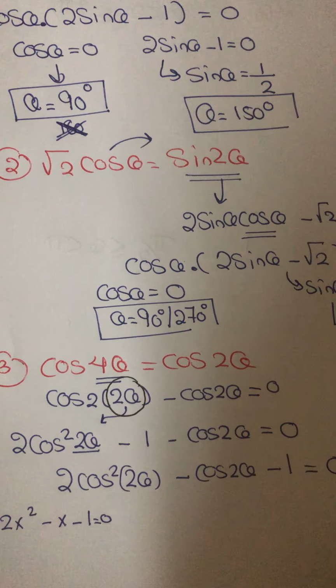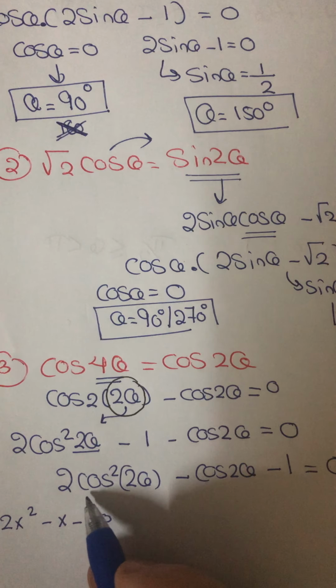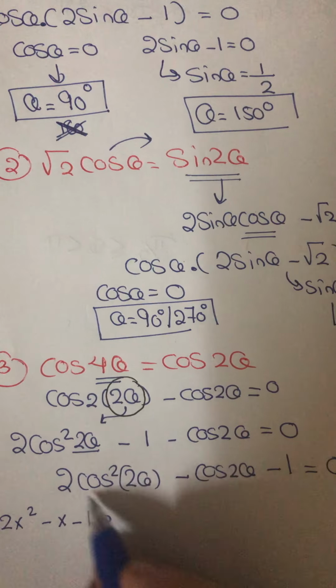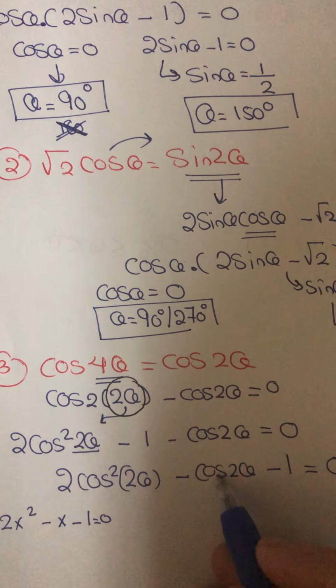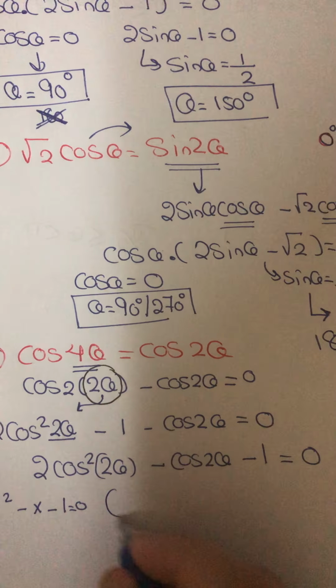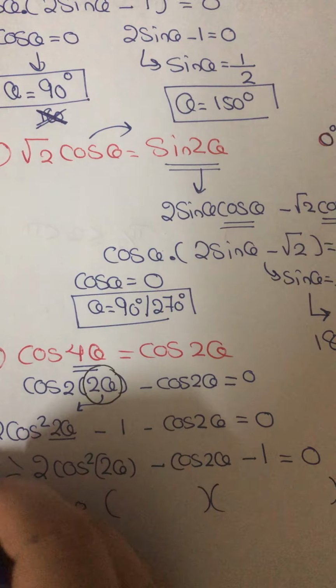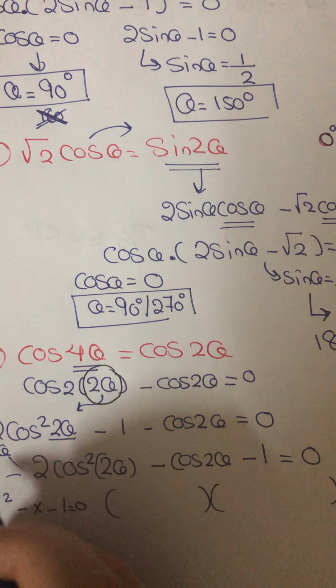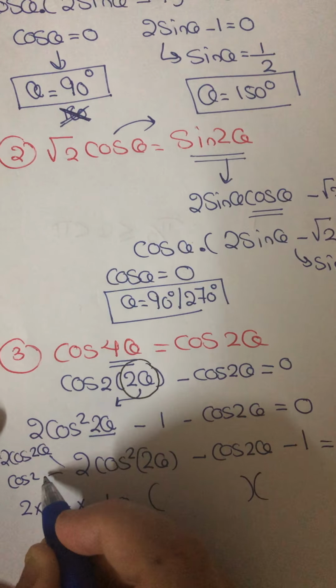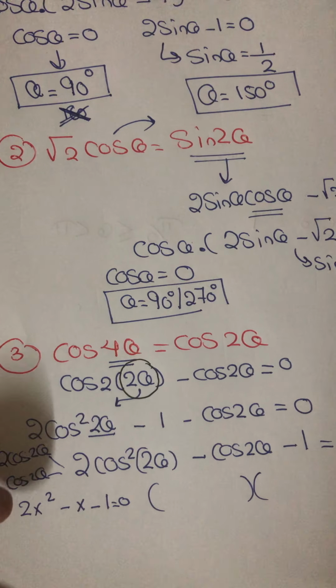It's exactly the same, but I have cosine 2 theta instead of x. So I can start opening two brackets. Thinking wisely, I would split one of them to 2 cosine 2 theta and one of them to cosine 2 theta. If I multiply them, I will get 2 cosine squared.